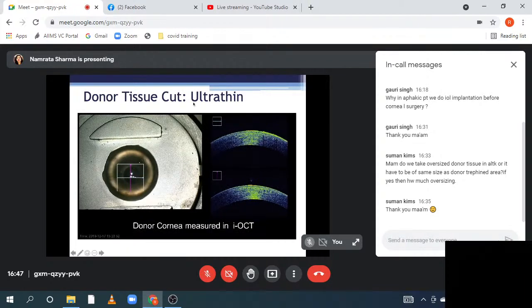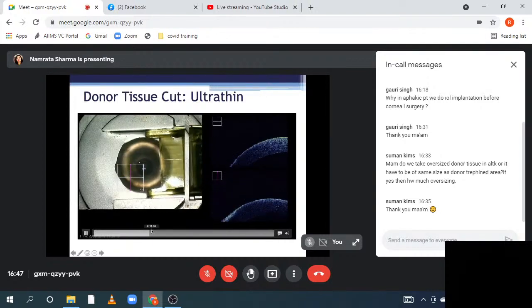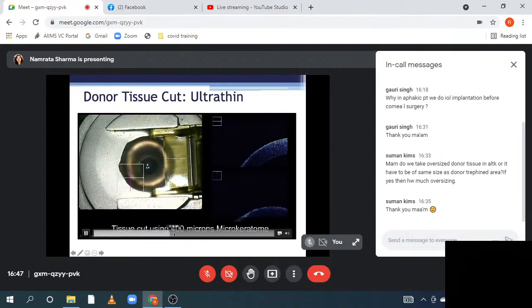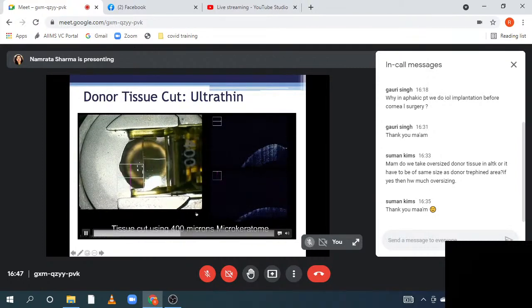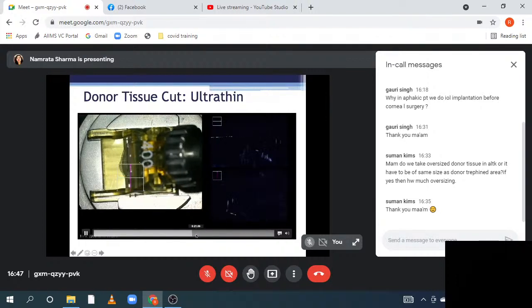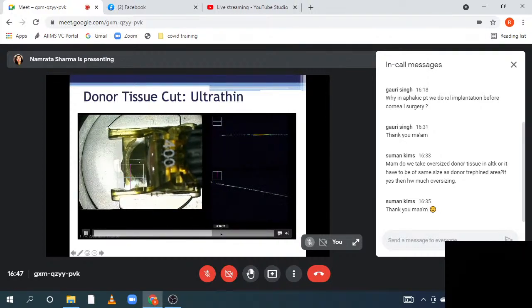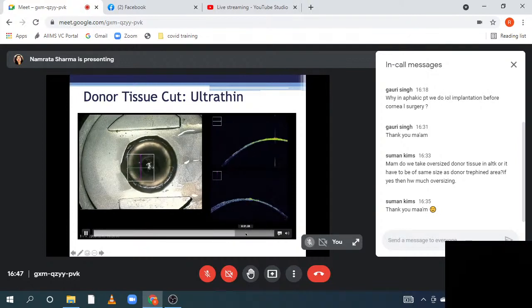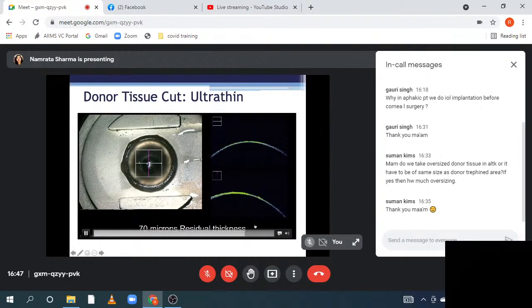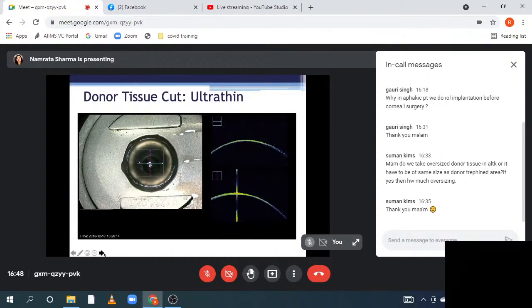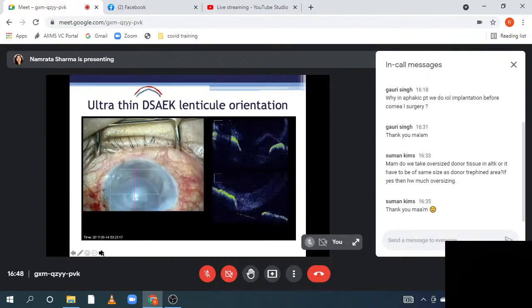Now, this is just to show how you get an ultra-thin cut on the microkeratome. So this is a cornea which is full thickness. The tissue is cut using a 400 micron microkeratome, and when you do that, the underneath that you have is almost as thin as this, about 70 microns of residual thickness. So it's a sub 100 micron graft, and this is ultra-thin DSEC.